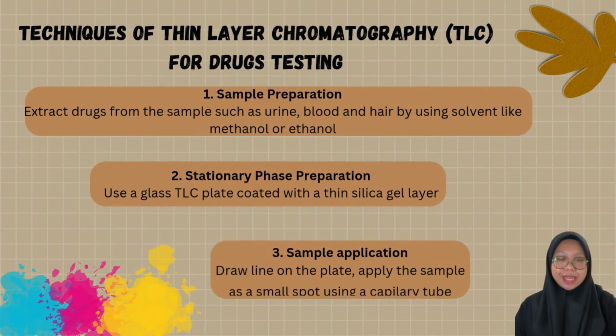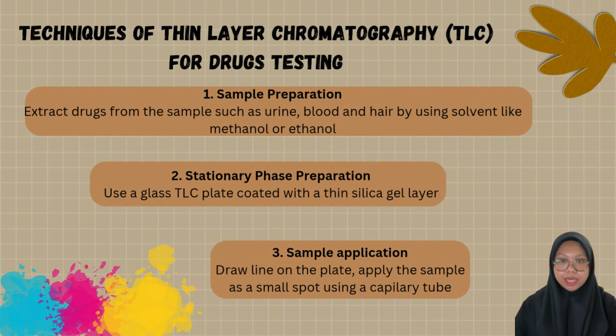Next, there are 6 techniques for testing drugs by TLC. First and foremost is sample preparation, by extracting the drugs from the sample like urine, blood or hair using a solvent like methanol or ethanol. Second step is stationary phase preparation, using a glass TLC plate coated with a thin silica gel layer. Next is sample application, by drawing a line on the plate and applying the sample as a small spot using a capillary tube.